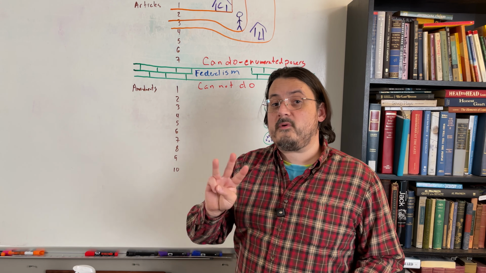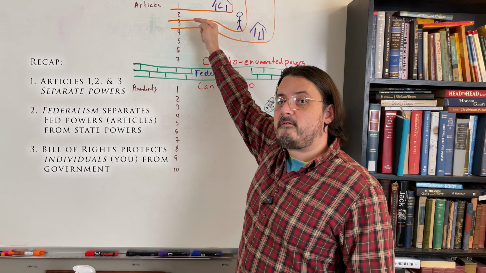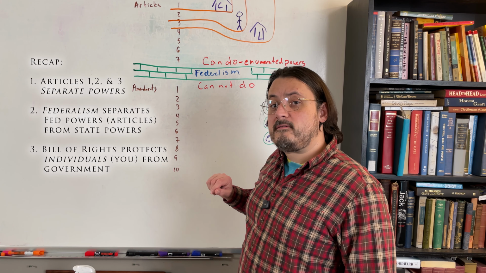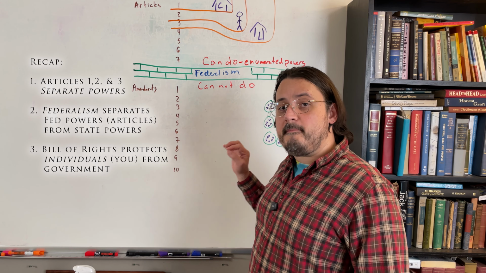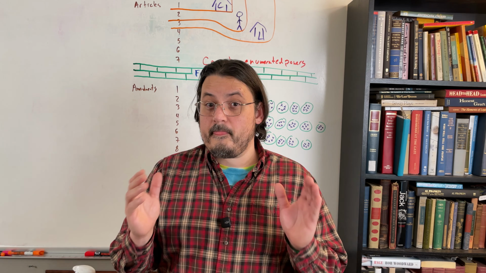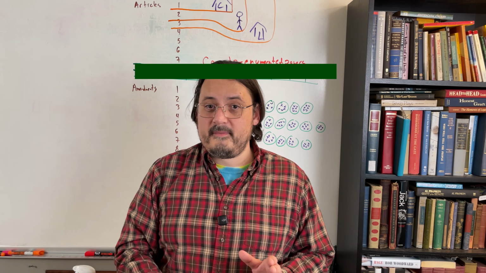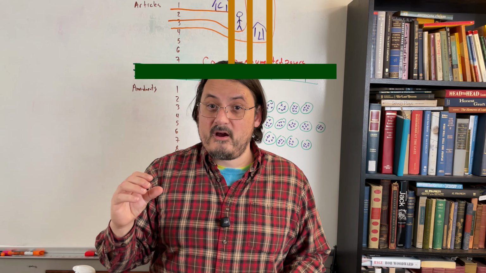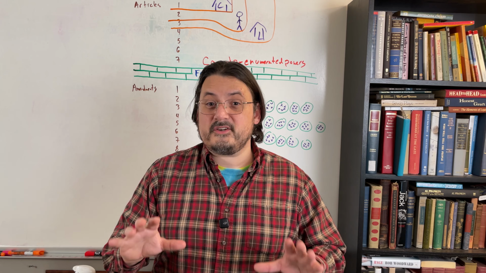So one more time, there are three major concepts built into the structure of the Constitution. First, separation of powers built into the Articles. Second, federalism distributing power between the federal and state governments. And third, the amendments protecting the individual rights of people within the states from their government. Okay, that was a lot. If you can remember that there's a divide between the Articles and the amendments, that Articles 1, 2, and 3 are the three branches of government, and that the amendments protect individuals, that's a good way to walk away from this video.